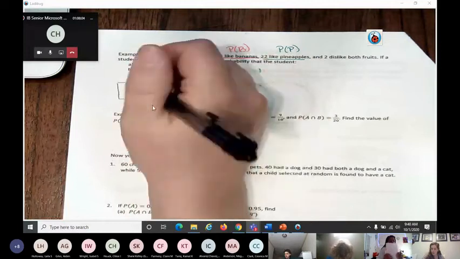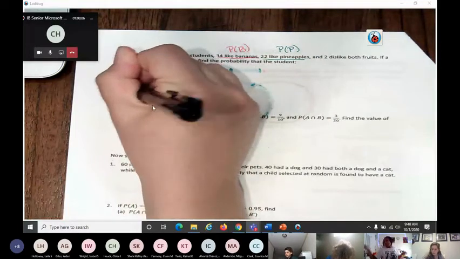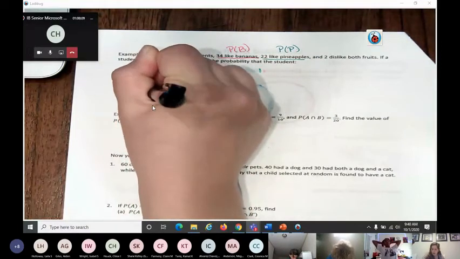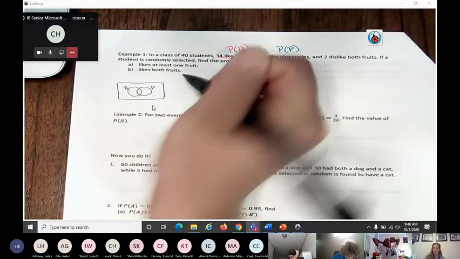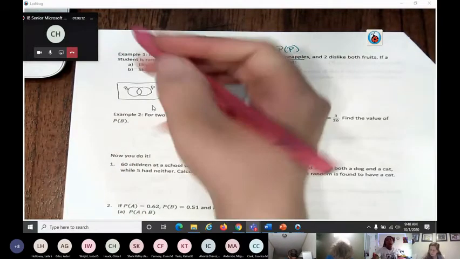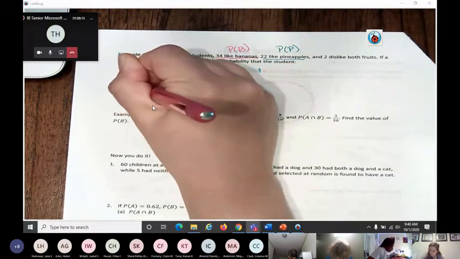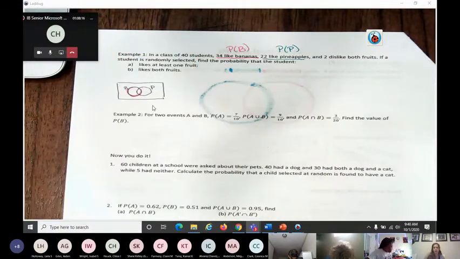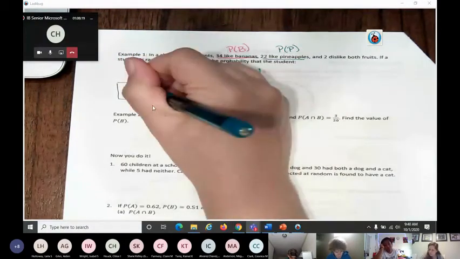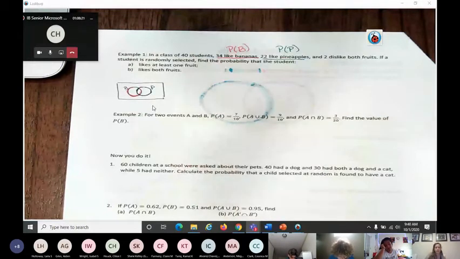My first event will be bananas. My second event will be pineapples, and I'm going to color them my pink and my blue. Hopefully that's easy enough to see, okay?